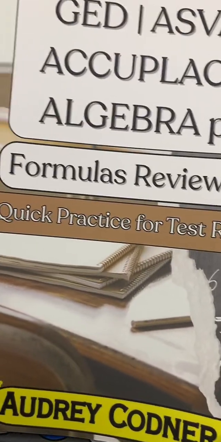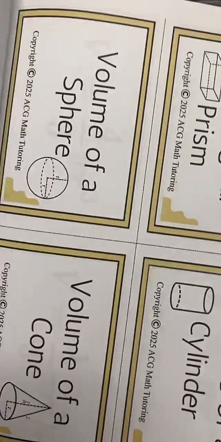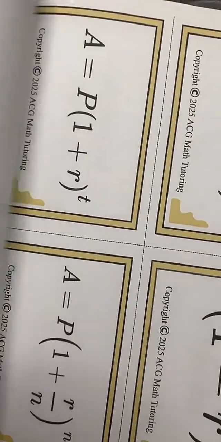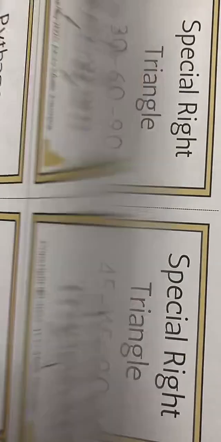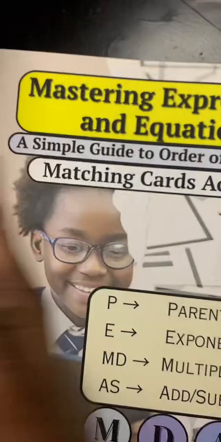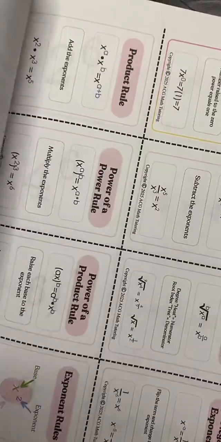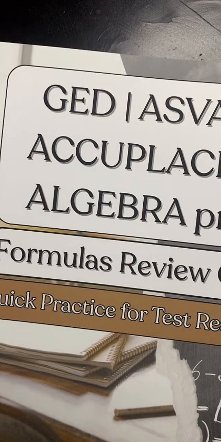Here's another one for formulas, review cards. There's a lot of formulas, just in case you haven't figured it out. So I decided to make some review cards that are going to help you with some of the formulas that you're going to use. And for the GED, the ASVAB, the ACCUPLACER especially, a lot of the stuff is the same. Again, I added the exponential flashcards in there, just as a little free gift. But I also give an answer key to it, so you have all the cards.